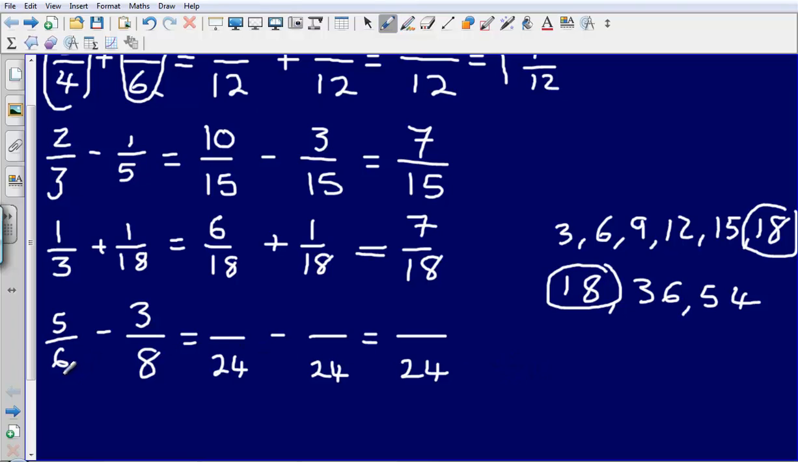So what has 6 been multiplied by to reach 24? Well, 6 has been multiplied by 4, so that means we have to multiply 5 by 4, so that gives us 20. Then what have we multiplied 8 by to reach 24? We multiplied 8 by 3 to reach 24, so that means we have to multiply this 3 on top by 3 as well, so that gives us 9 over 24. Now simply subtract the numbers on the top. 20 minus 9 gives us 11. So our final answer would be 11/24.